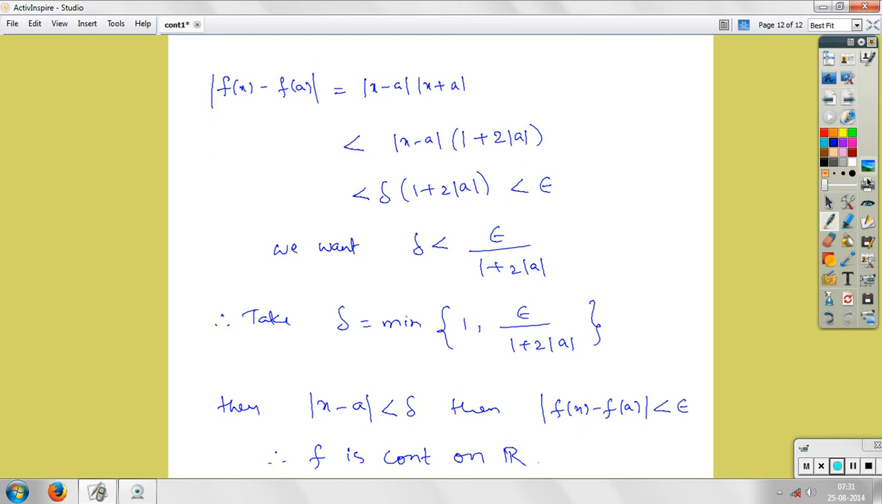Now if you see this, our delta depends on a as well as epsilon. So if we change a, this delta may also change.